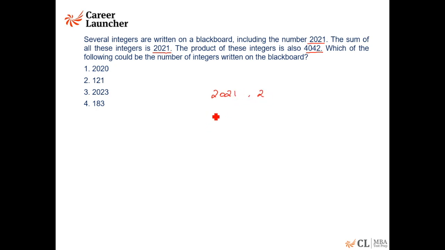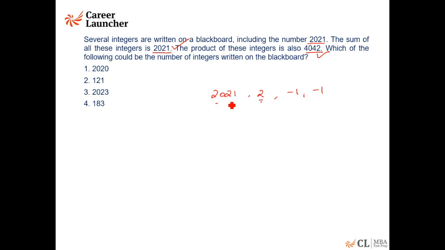But the sum has to be 2021. So to compensate for this 2, I'll put 1 and minus 1. Okay. Is this fine? The product of integers, what does it become? The product of these: 2021 into 2 into minus 1 into minus 1. The product is 4042 and the sum is 2021. So both the conditions are satisfied.